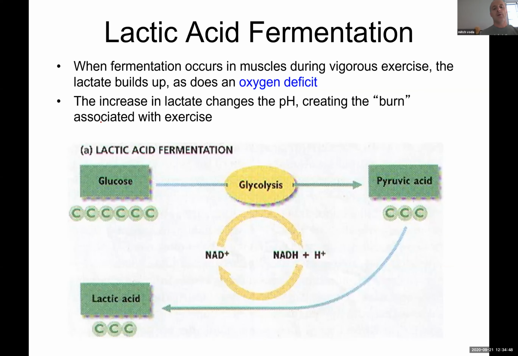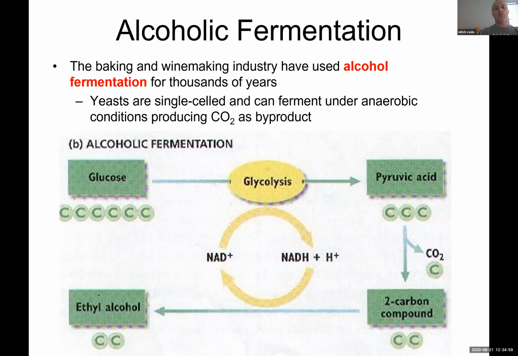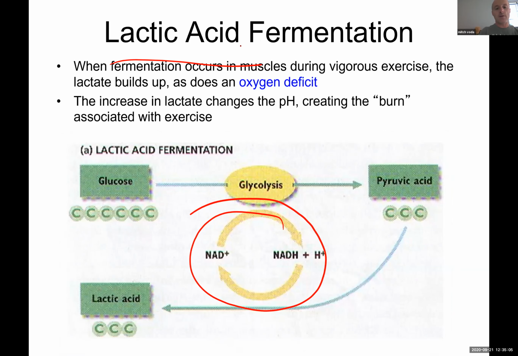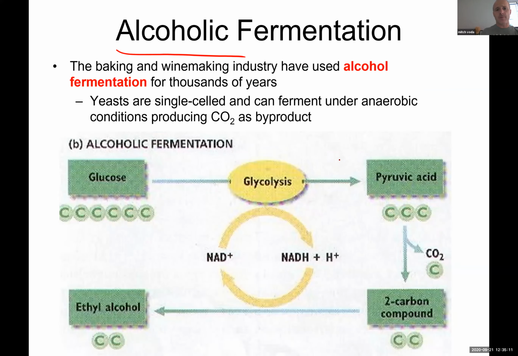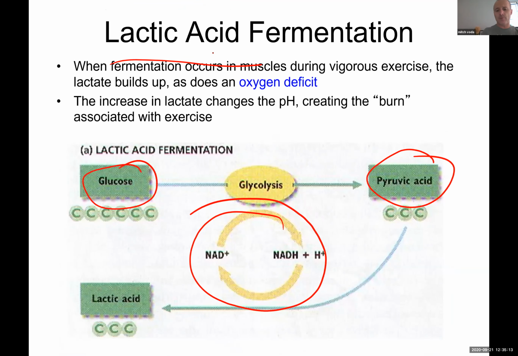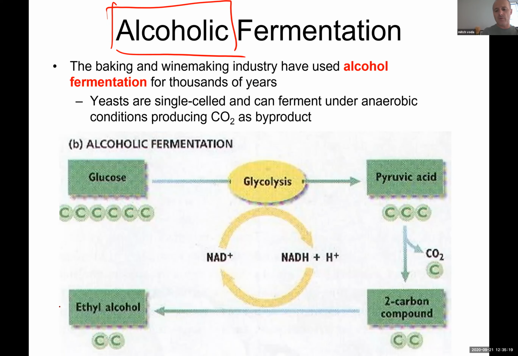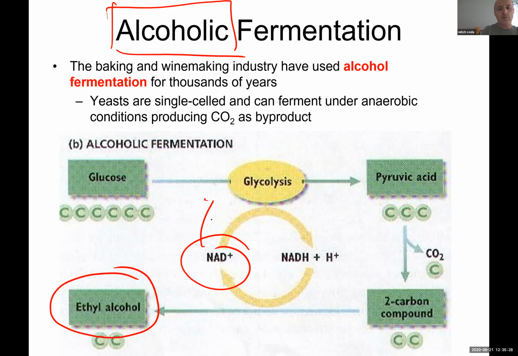Now, how about the good old fermentation? This is the one, again, that I just discussed. The purpose is to recycle the NAD+. How about a good old fermentation to produce alcohol? It's exactly the same thing as this one right here, glucose broken down to pyruvic acid. And then what happens for alcoholic fermentation? Rather than producing lactic acid, it produces alcohol. Same thing. The purpose is to recycle this NAD+ to go back into glycolysis.